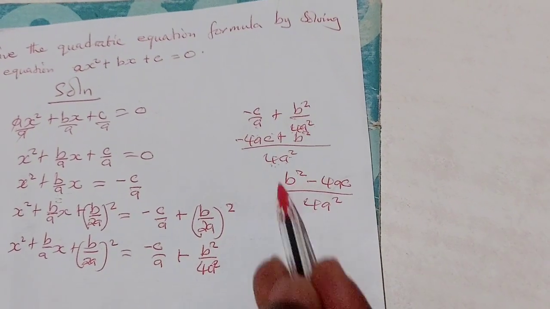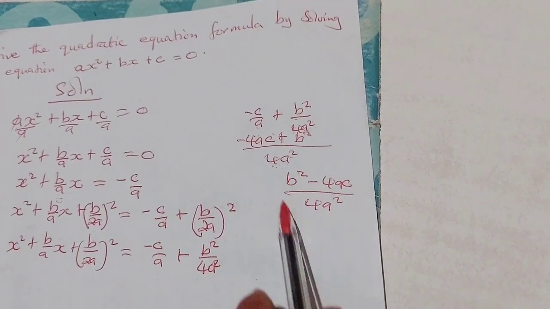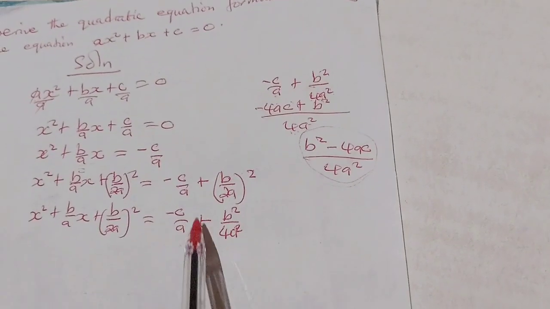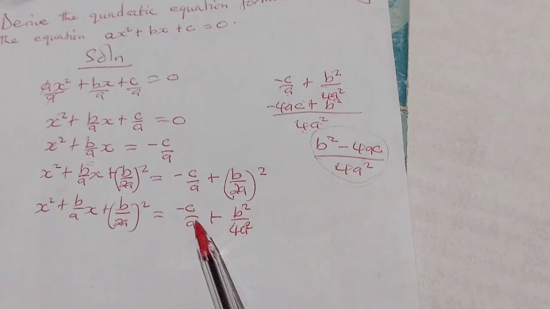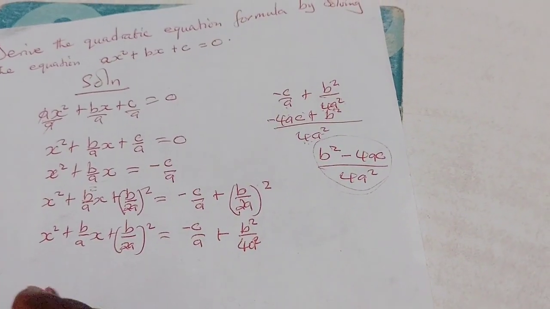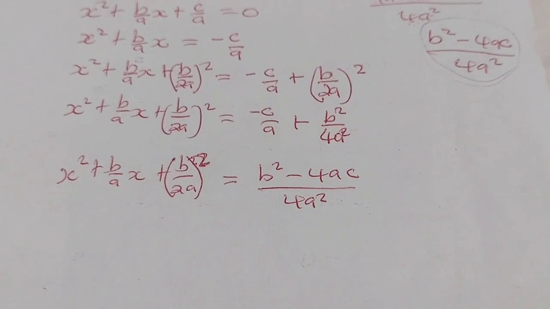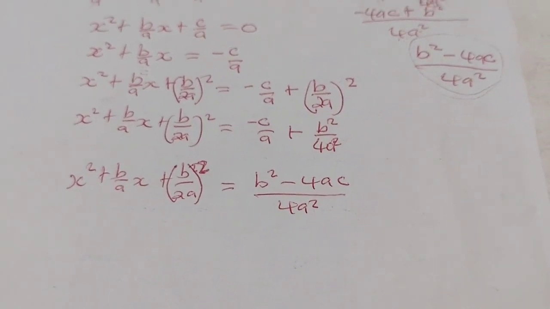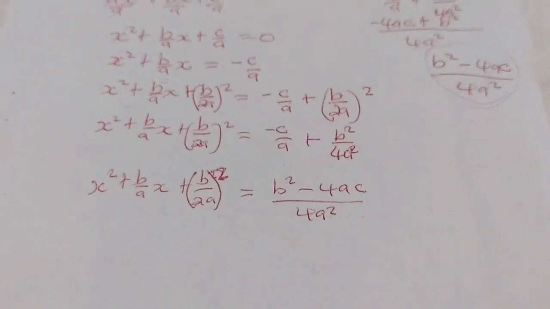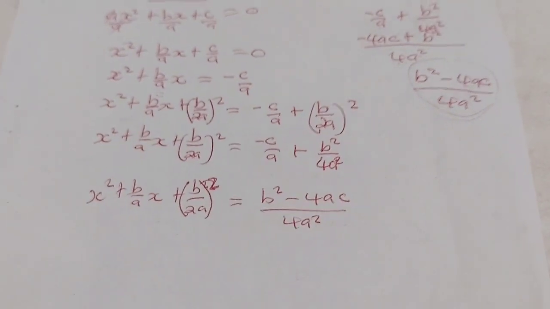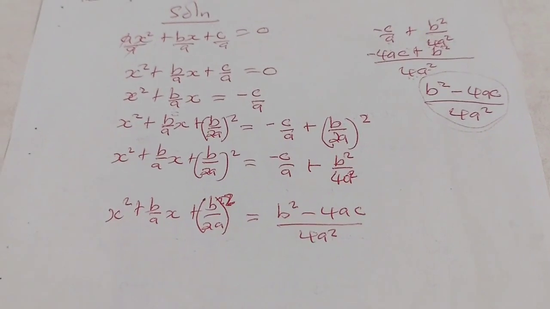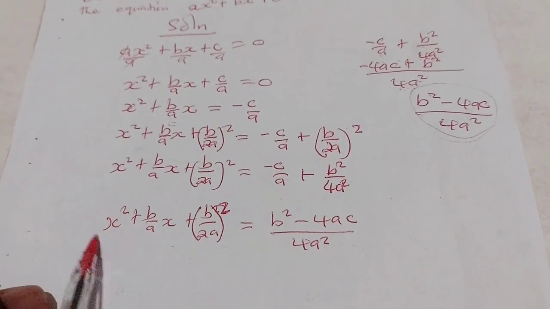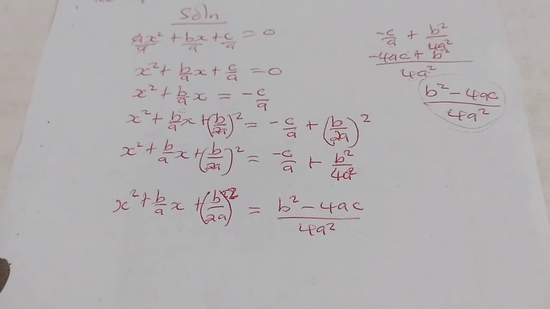Now, the way it is, we are going to take this one and replace it with what we have here. So it's like we have added. Now it is going to be like this. The next step here is to find the perfect square of this side.